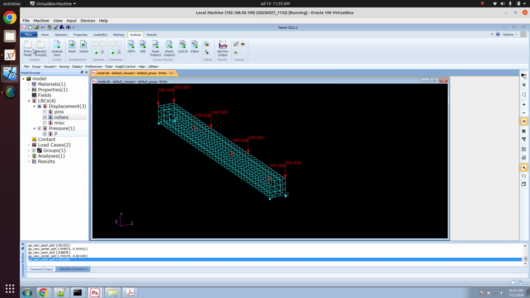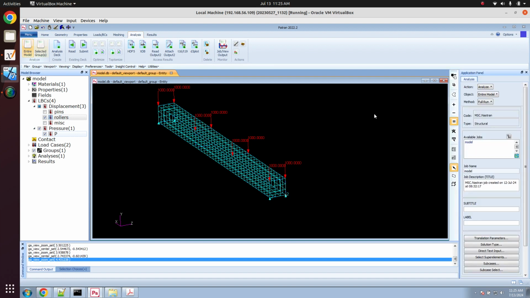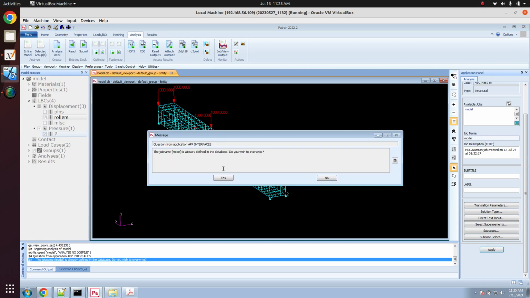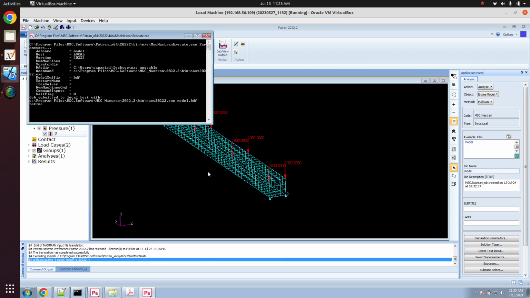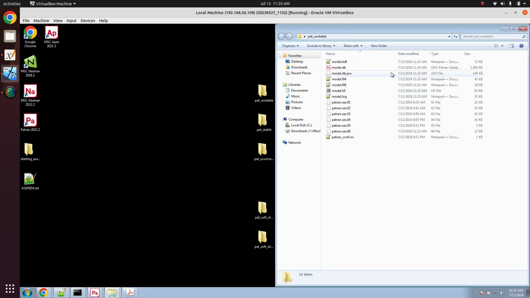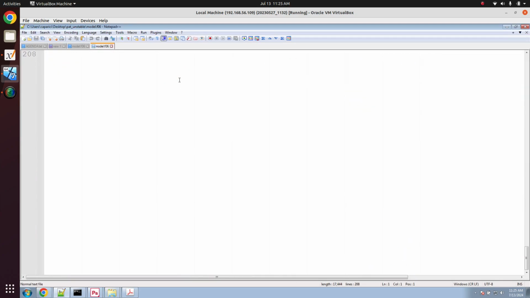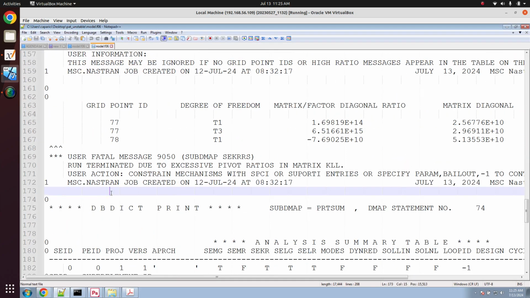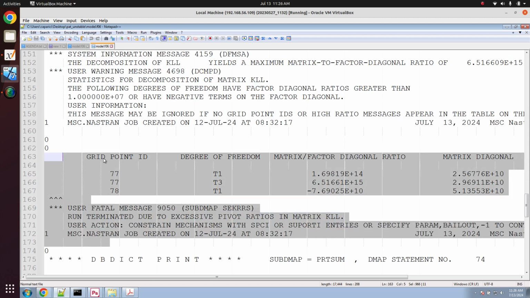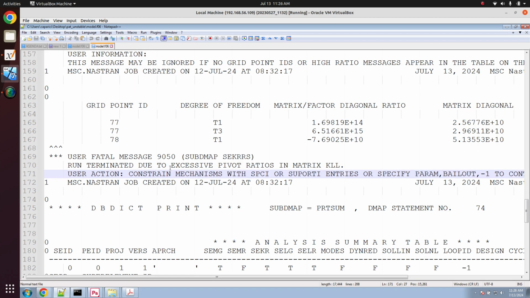So if we run this with Nastran, let's go ahead and do that real quick. If you run this with Nastran, you will get that user fatal message. So let's pull it up real quick and scroll down a little. Here, user fatal message 9050: run terminated due to excessive pivot ratios in matrix KLL. Now, I was going to hold off on how to debug this, but maybe I'll do this as we go through these examples. So how do you debug this message?